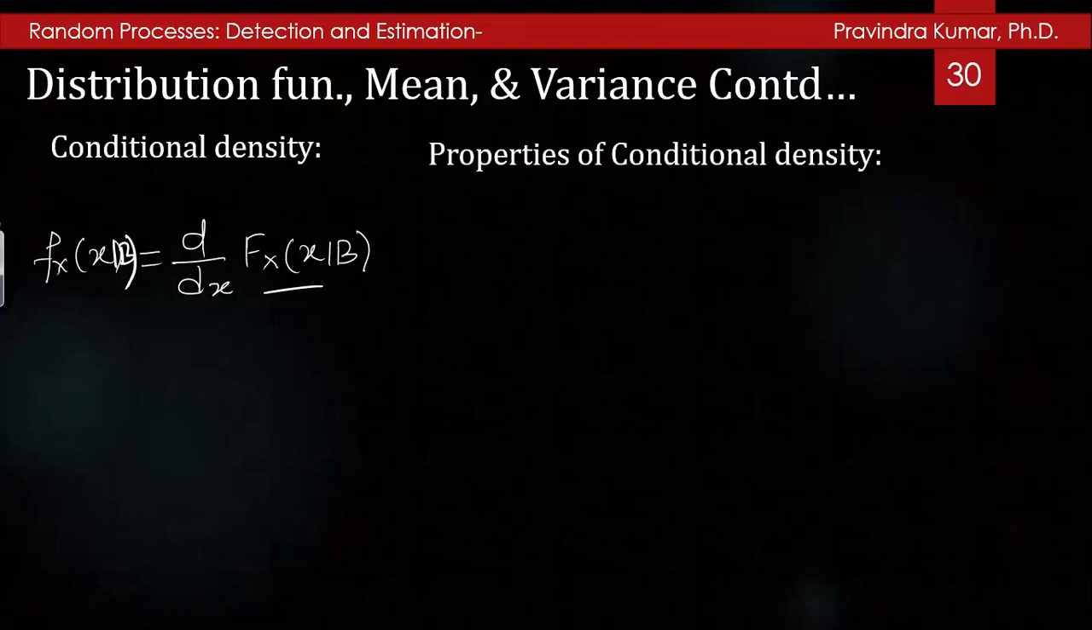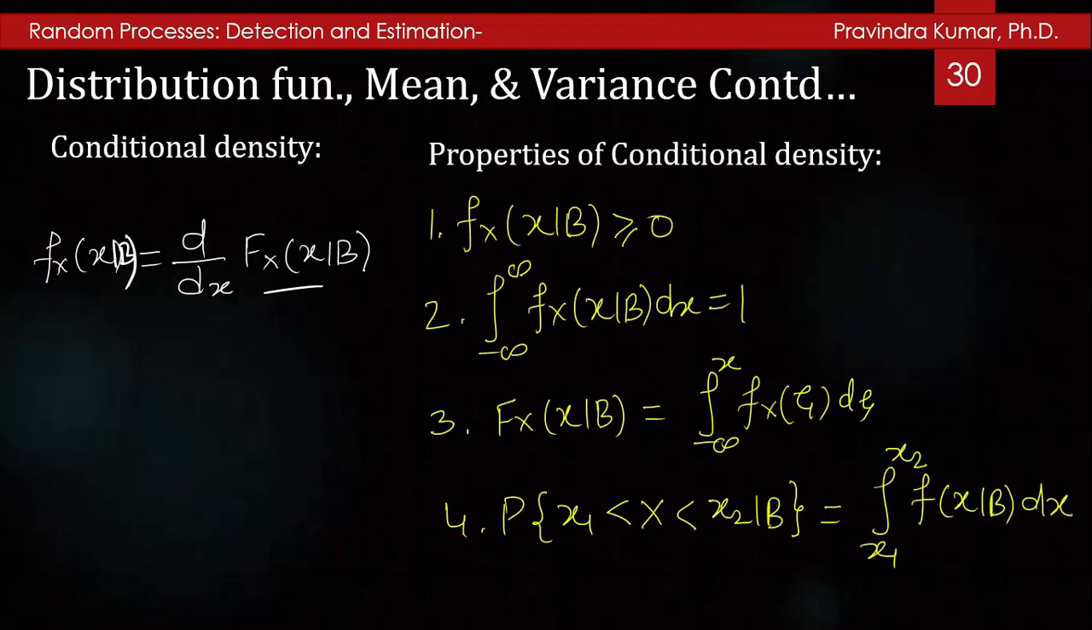And the properties of the conditional PDF: the conditional PDF of x given B is greater than or equal to 0, non-negative, and the area under the conditional PDF is 1. The conditional CDF F_X(x|B) can be defined as the integration from minus infinity to x of the conditional PDF given the event B. And the probability that X lies between x1 and x2 given the event B is the integration from x1 to x2 of the conditional PDF.